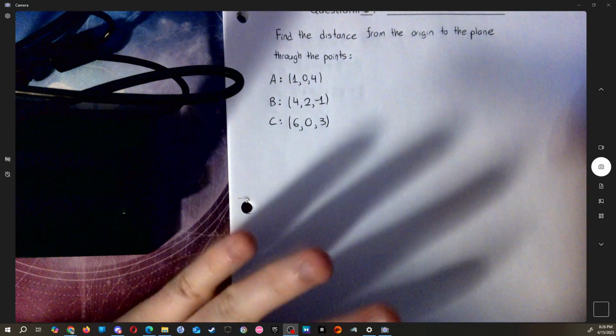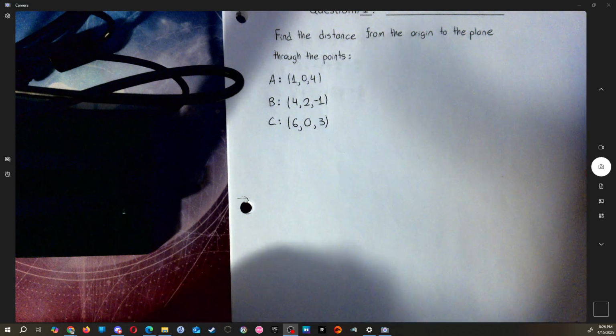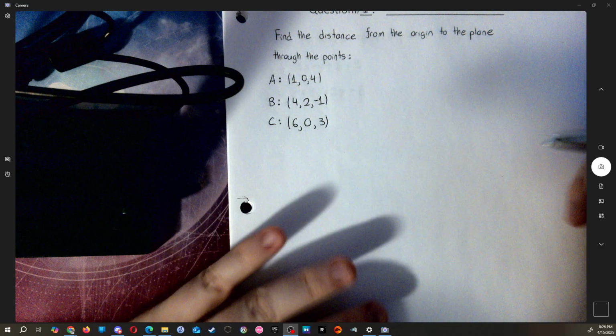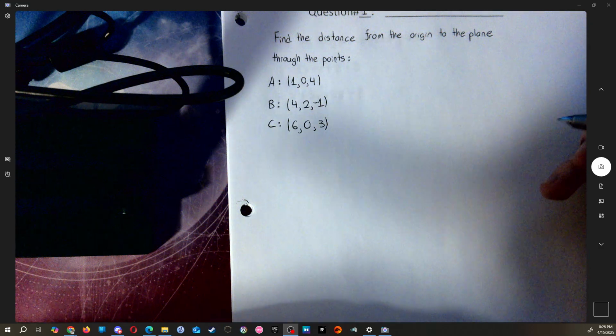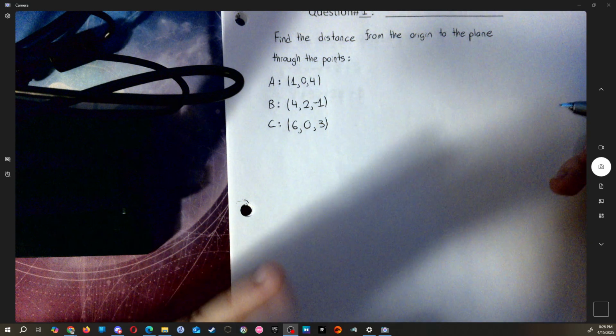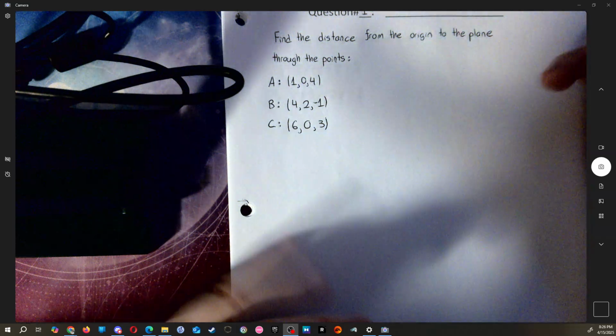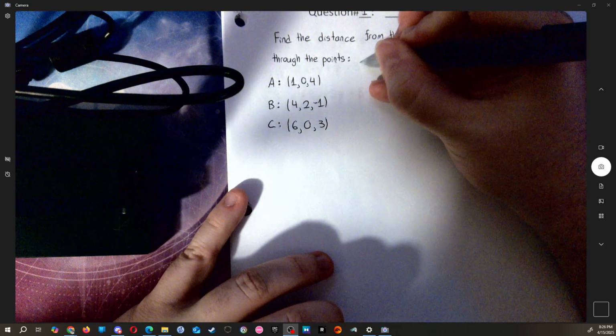It's also written in your OneNote. I just wanted you to have the video so you kind of have me narrating over the step-by-step solution of each question. But find the distance from the origin to the plane that's through these 3 points. And we don't need 4 points to define a plane because I know whenever I draw a plane in class, it's always as a parallelogram.